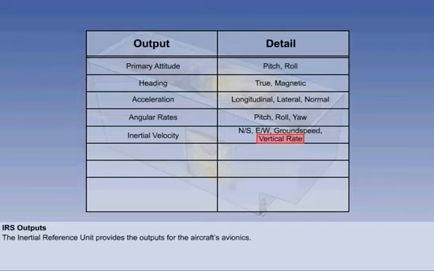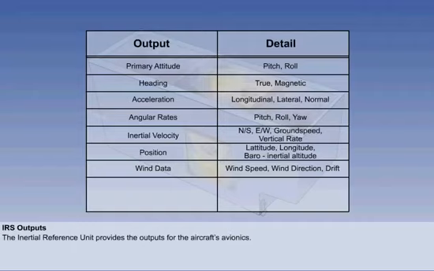However, it also gives baroinertial vertical rate. The IRS gives latitude and longitude position information, as the INS did, but it also gives a baro-inertial altitude. It gives wind speed, wind direction and drift, as the INS did.